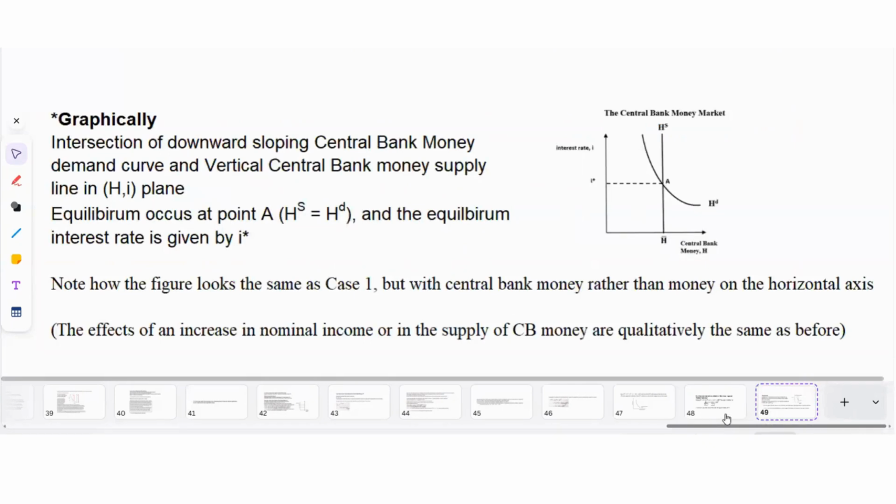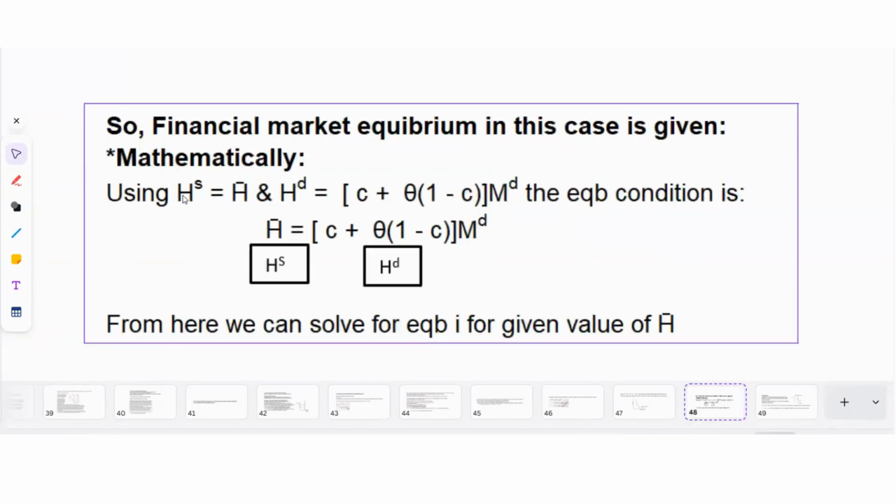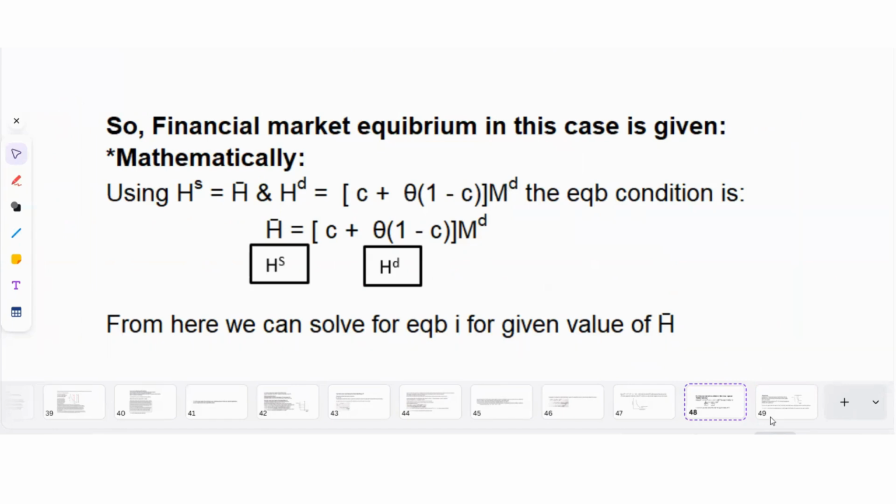Mathematically, if you want to find financial market equilibrium, you just set HS equal to HD. HS is just H bar. H bar is the level set by the central bank. HD is C plus theta times (1 minus C) times MD, where MD is $YL(I). So when you equate them, from there you can solve for I.